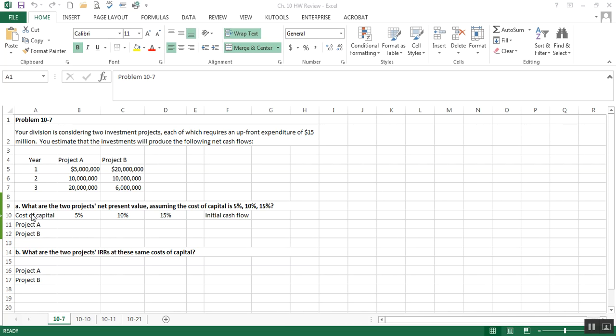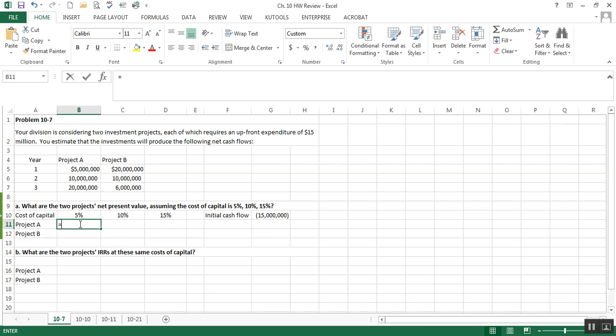Part A. What are the two projects' net present value assuming the cost of capital is 5, 10, and 15%? You can see here that I've put in a cost of capital row of 5, 10, and 15% in order to calculate the net present value of projects A and B. In addition to the cash flow information, we need to understand the initial cash flow of $15 million. That'll be a negative $15 million because it is a cash outflow. It's a cost of the project.